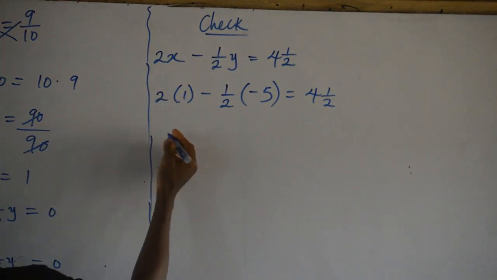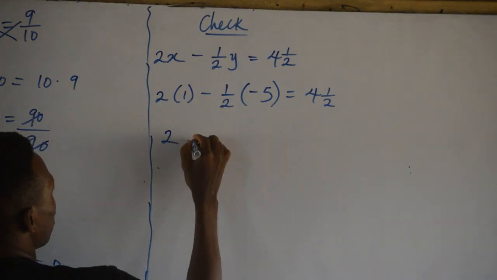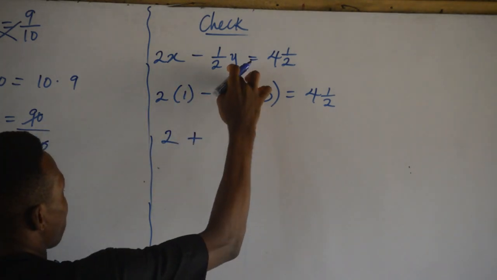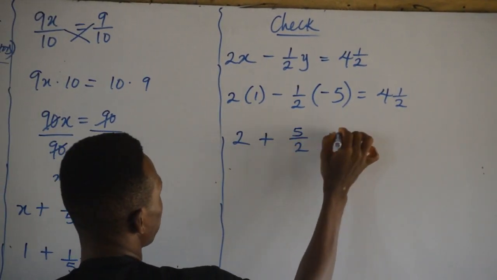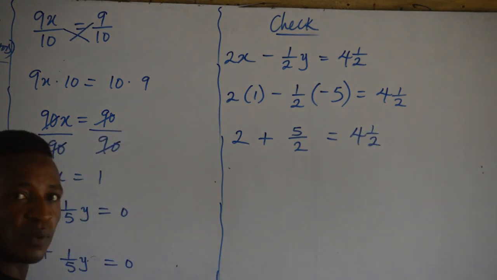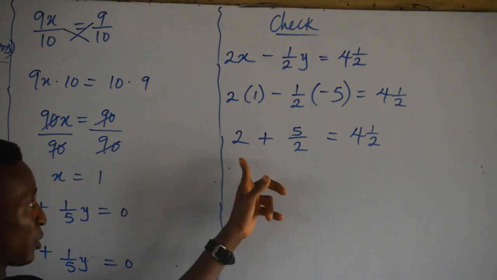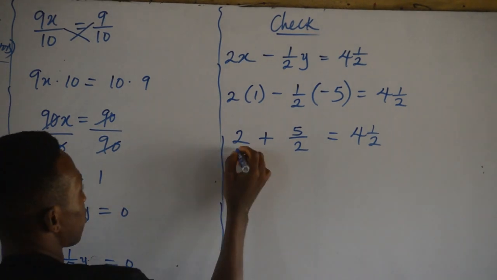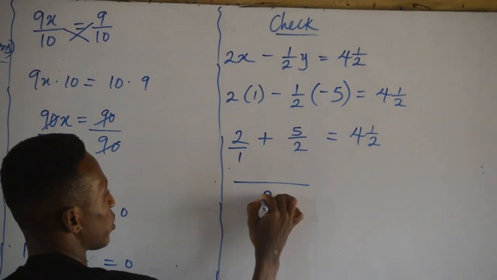2 brackets 1, that's 2 times 1, which gives us 2. Minus times minus here is plus. We have plus. Then here we have 5 times 1, which gives us 5 all over 2 equals to 4 whole number 1 all over 2. I told us not quite long that when you have a number standing on its own, if you want to turn it to fraction, it becomes over 1. So that means this one is the same as 2 over 1. The LCM of 2 and 1 here is 2.